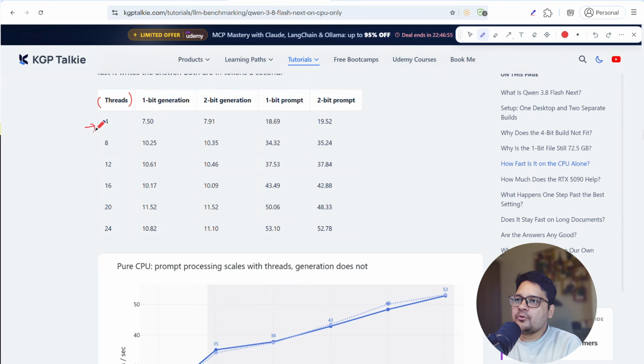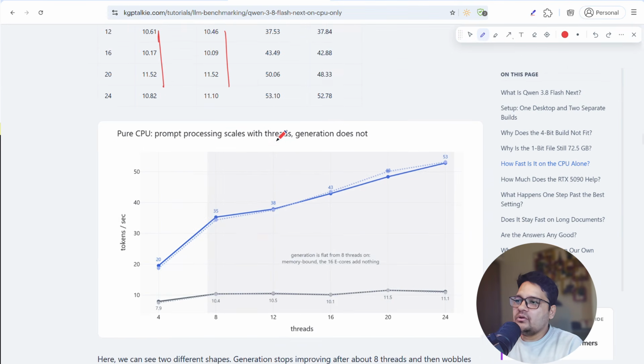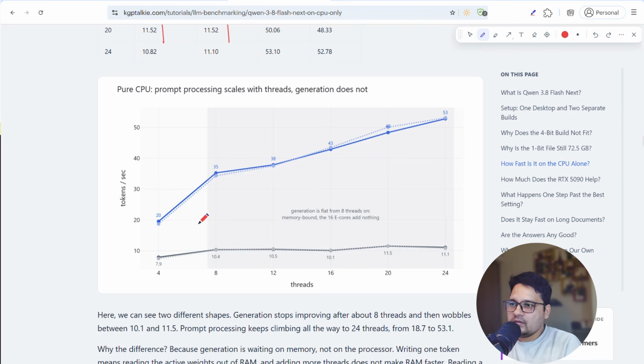So if I have 4 CPU only, 1 bit generation is like 7.5, 2 bit generation is around 8 only. When I'm using 8 threads while generating, then I'm getting 10 tokens per second, and thereafter you are going to see here it is flat. Now let me explain through the image here. So when I moved from 4 to 8, there is a little bit of improvement. Thereafter it is going to be flat here.